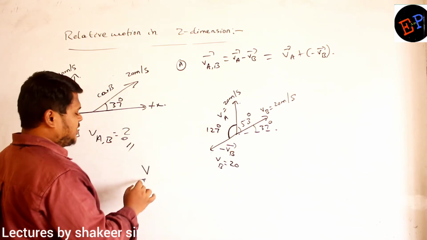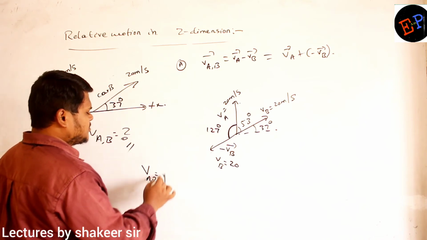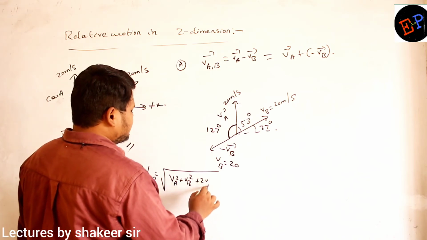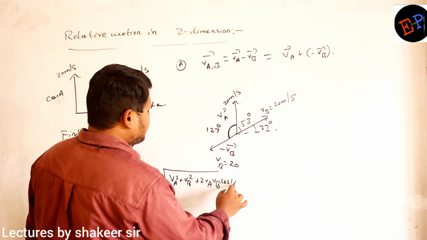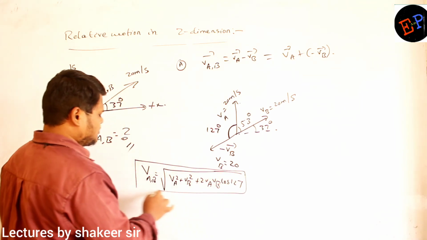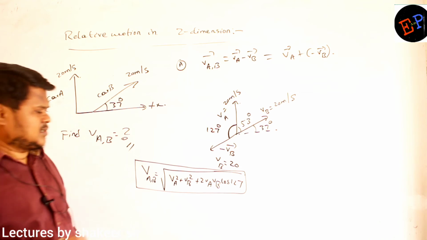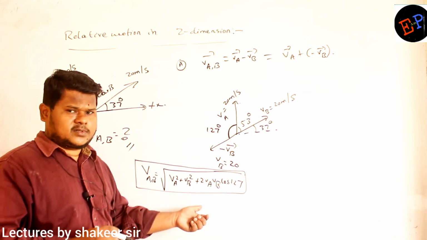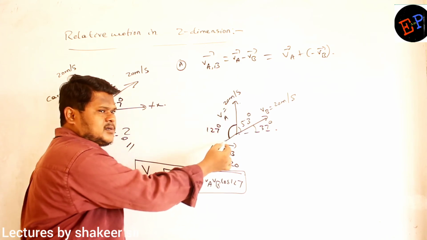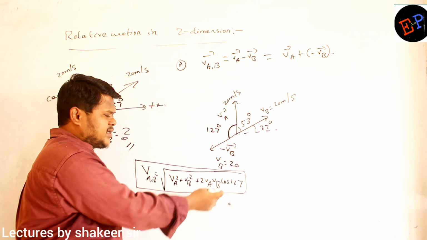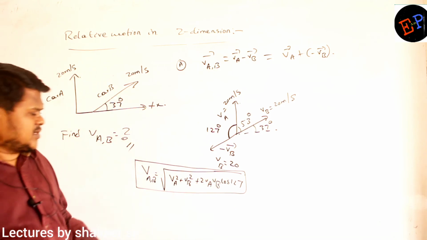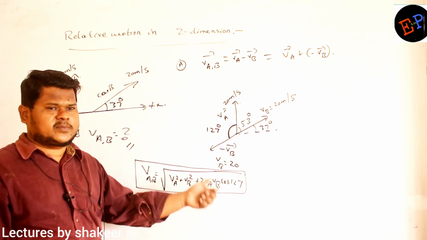Relative velocity of A with respect to B is equal to square root of VA square plus VB square plus 2 VA VB cos 127. This is the formula to calculate the resultant. These are two vectors, and the vectors are separated by an angle of 127. So if vectors are separated by an angle theta, this is the equation to find the resultant: square root of VA square plus VB square plus 2 VA VB cos theta.